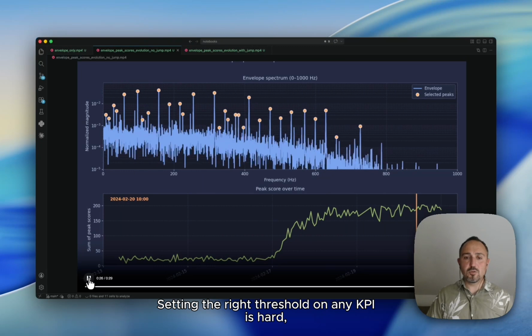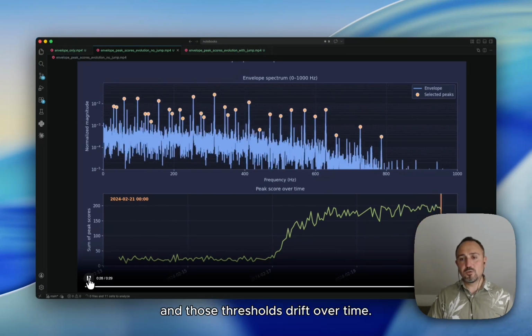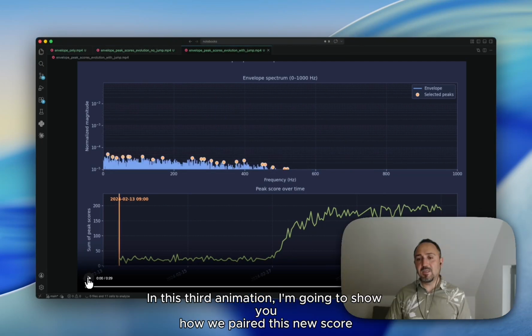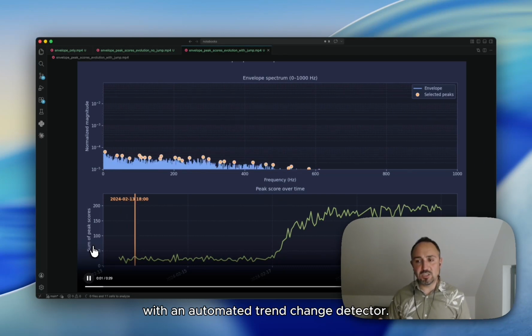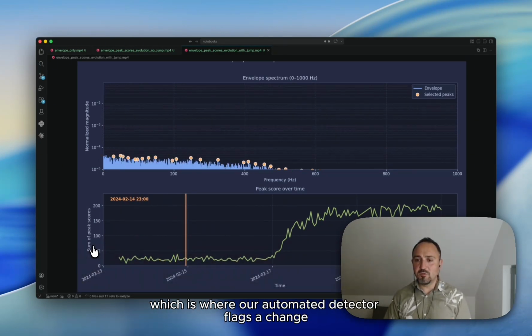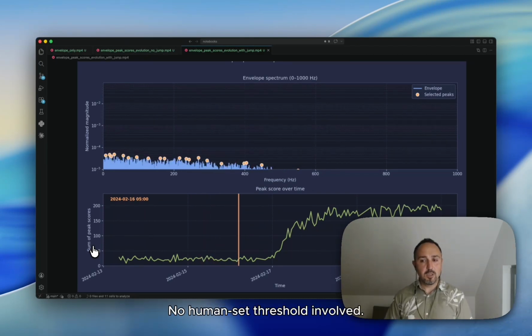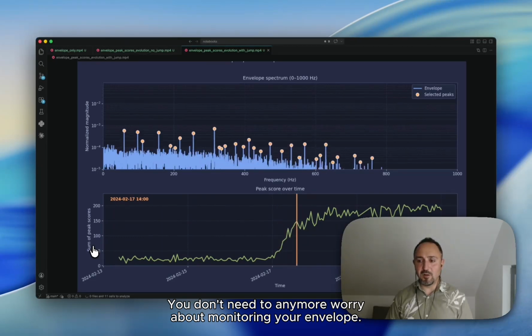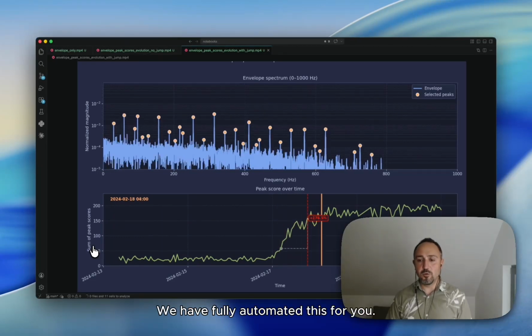Setting the right threshold on any KPI is hard, and those thresholds drift over time. And we wanted to stay true to our core, thresholdless vibration monitoring. In this third animation, I'm going to show you how we paired this new score with an automated trend change detector. You will see a marker soon appear on the trend, which shows where our automated detector flags a change on its own and raises an alert. No human-set threshold involved. You no longer need to worry about monitoring your envelope. We have fully automated it for you.